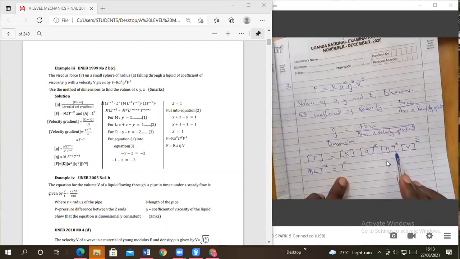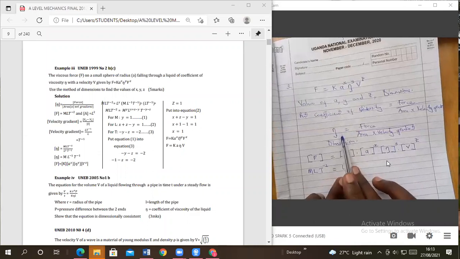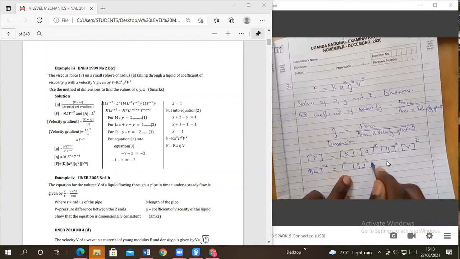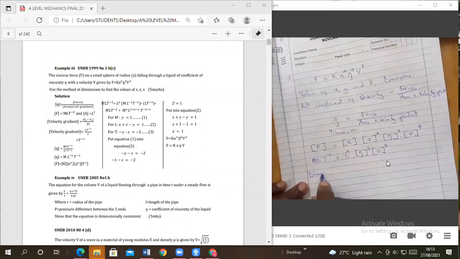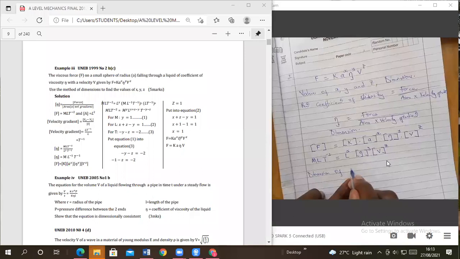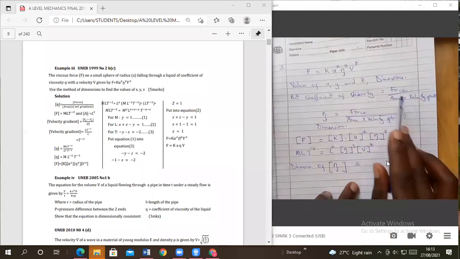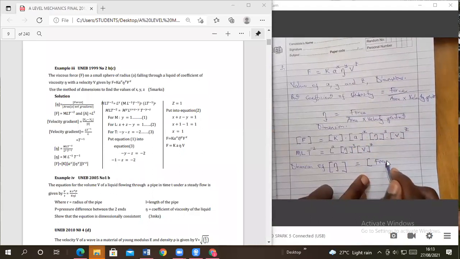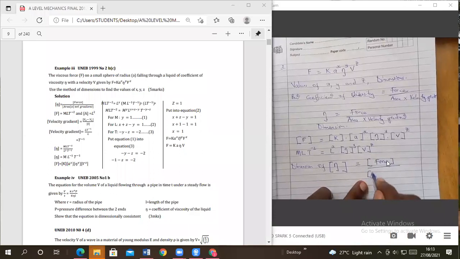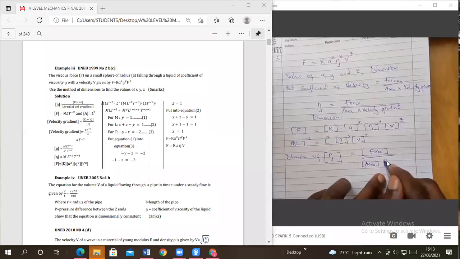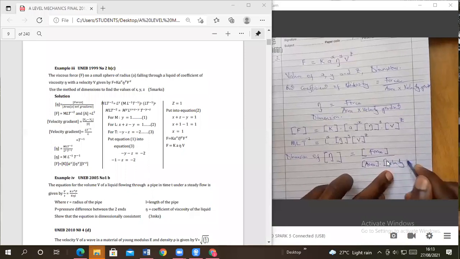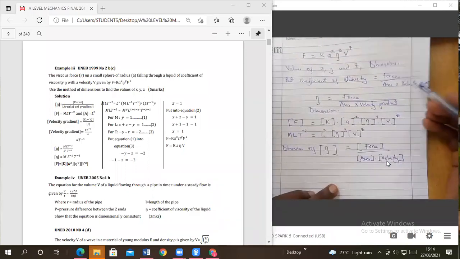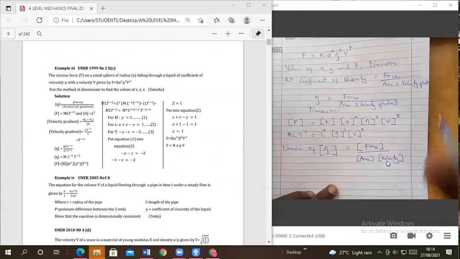I think to make our work look easier, let's first get the dimension of the coefficient, okay? So dimension of nga will be equals to, from the formula which we said, force over area. So we have to find the dimension of force, divided by dimension of area, times velocity gradient. The fact still remains it is velocity. Velocity gradient is still velocity, okay?